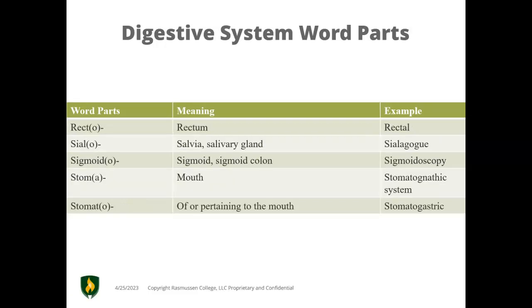And some of the last word parts that we're going to see are recto, again meaning rectum. Sialo, which is salivary glands or saliva. Sigmoido is the sigmoid colon or sigmoid. Stoma means mouth. Stomato means pertaining to the mouth.